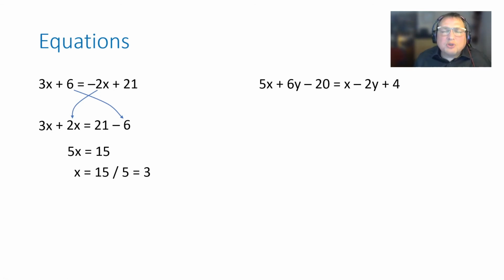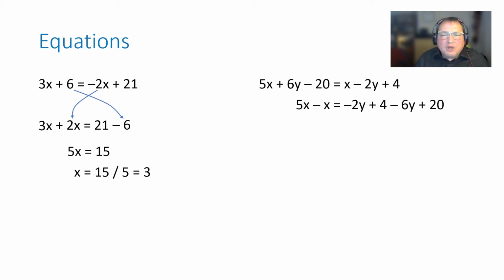So left side should contain components that have x in it, so 5x and x. But x changes its sign, so it will be 5x minus x. And everything else will be on the other side, so it's negative 2y plus 4. They don't change the sides, so they remain intact. And 6y becomes negative 6y, negative 20 becomes positive 20 because they switch the side.